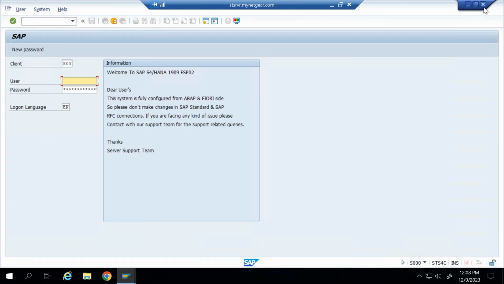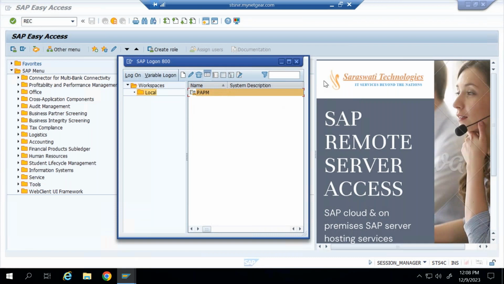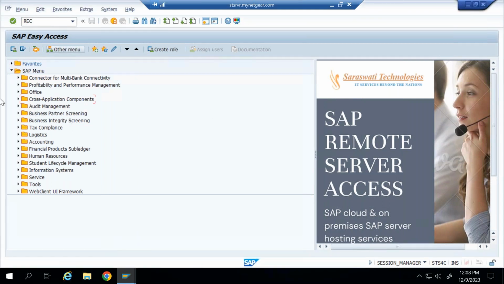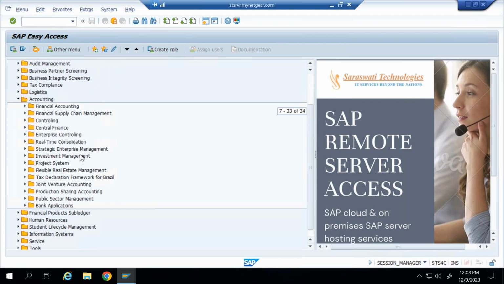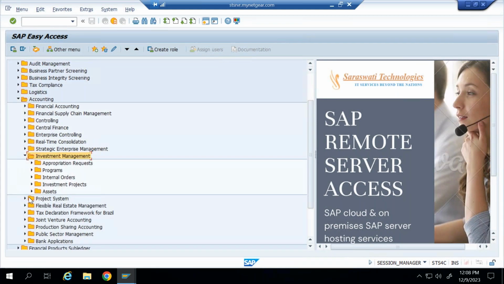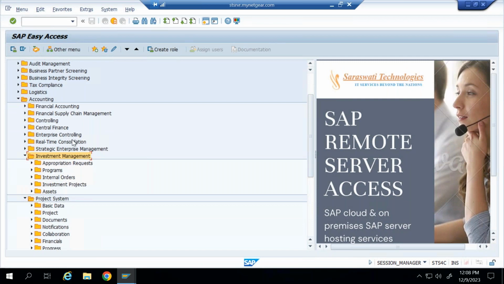Once you are in GUI, all the configuration of investment management, project system, or any different modules which we have in S4HANA happens in GUI only. So this is the GUI screen, graphical user interface, and once you come into accounting, you will see investment management here. So this is the module, and here is project system. We are going to work on these modules. We can access this through Fiori also. Fiori is basically web-based, an application that can be developed for existing standard transactions, or you can design it for custom transactions also.